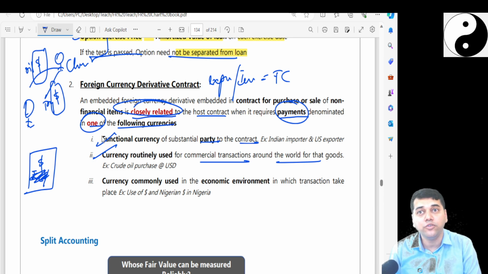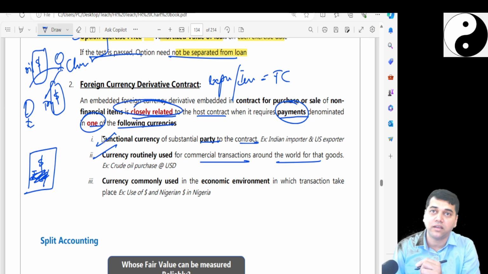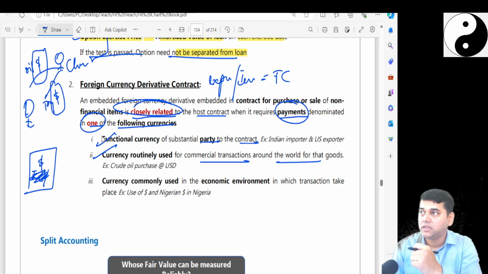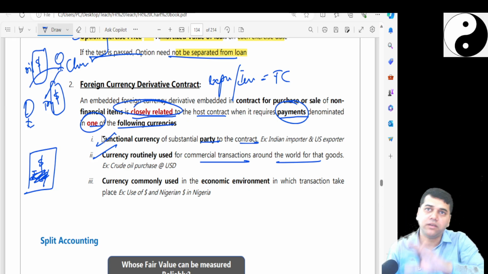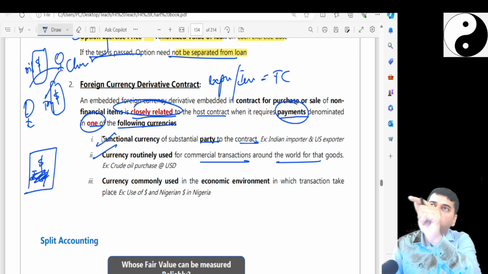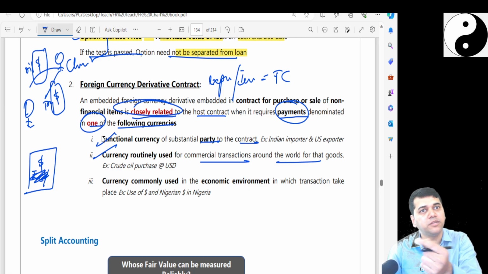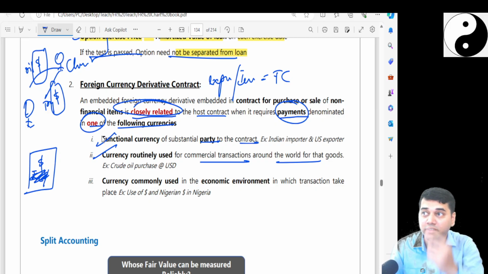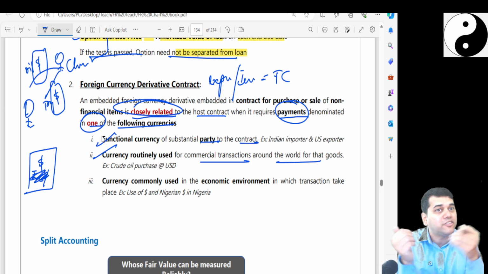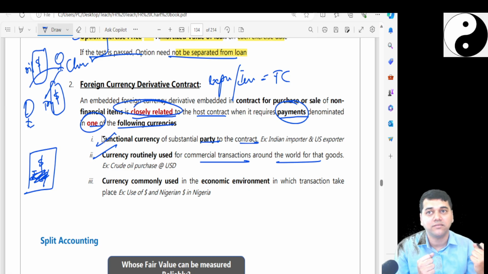Because somebody will ask you, arey baba, you are importing from China. Either you pay in Chinese yuan or rupee, acceptable. But for a toy, why are you paying in dollar? What relationship do dollar and the toy have? Dollar and oil have a relationship because it's a global currency for oil. That's why economic characteristics are not matching there. You have to separate it.